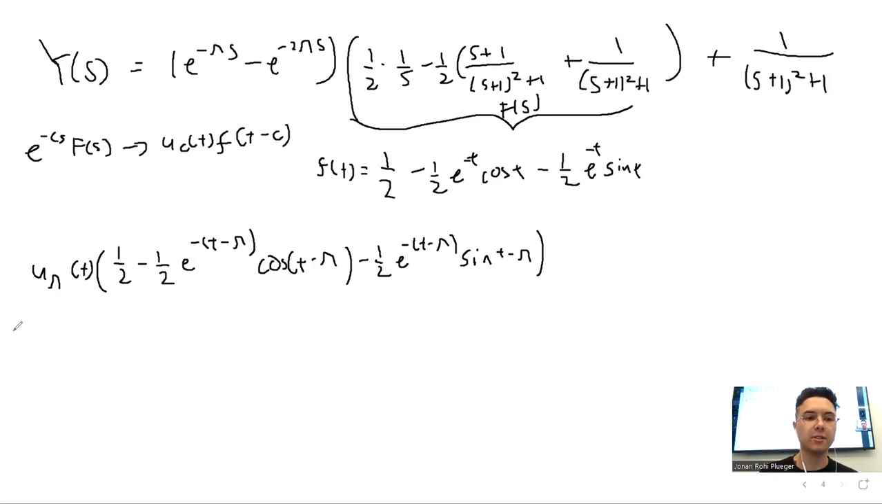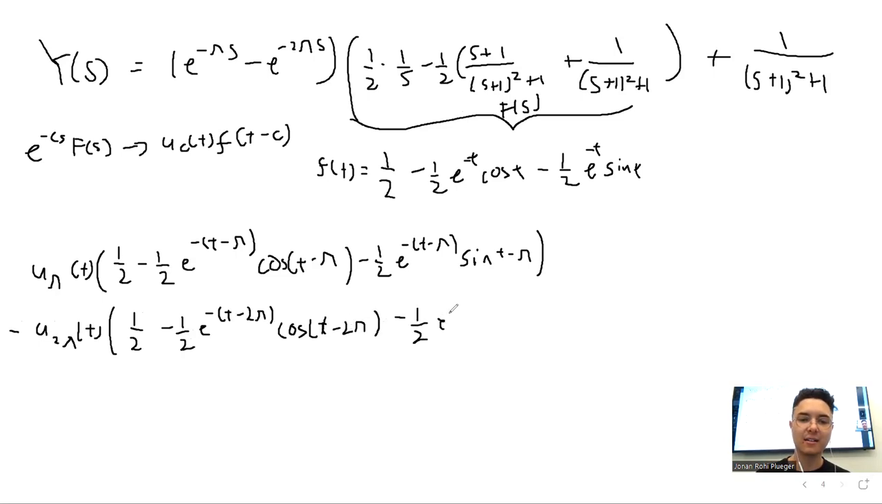So I'm going to put a little negative sign here because there's a negative. u 2 pi t. Good so far. Pretty much copy all the f's. Yep, it's pretty much the same thing, but with 2 pi instead of pi. Yeah, because remember, we're plugging in the new c because we're doing e to the negative 2 pi s.